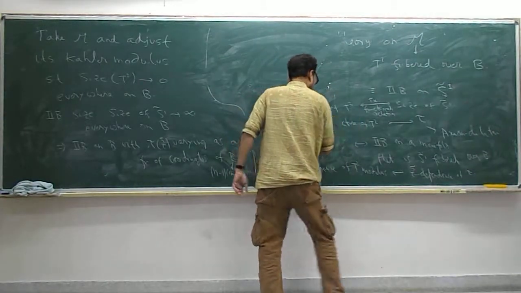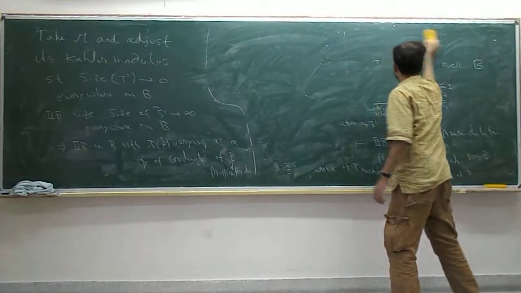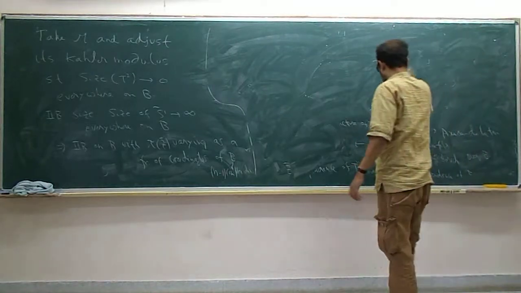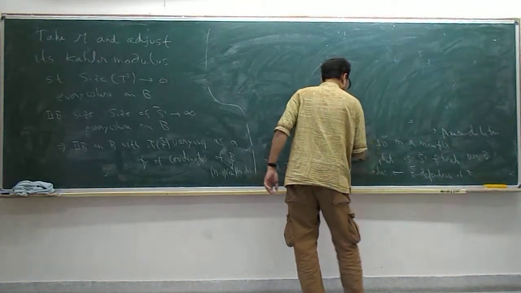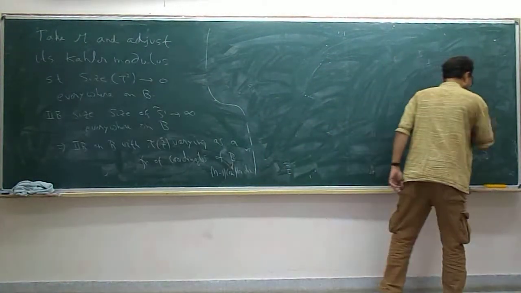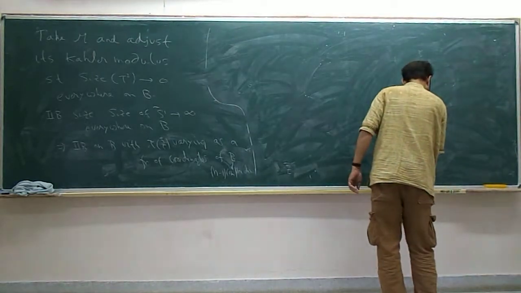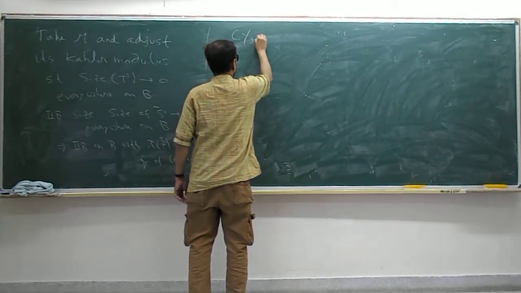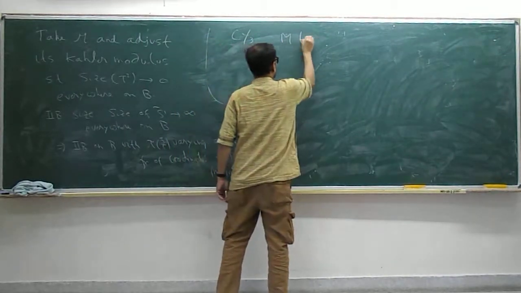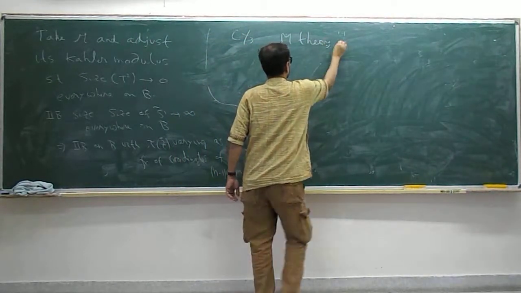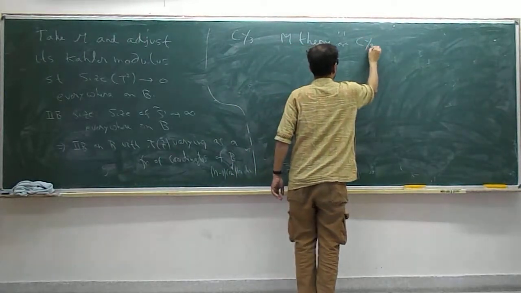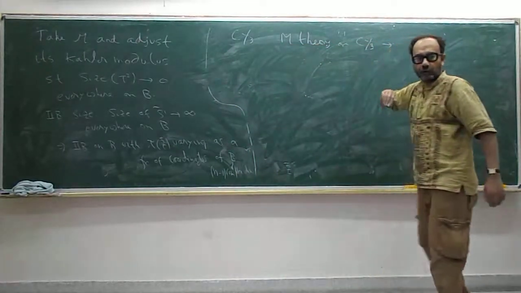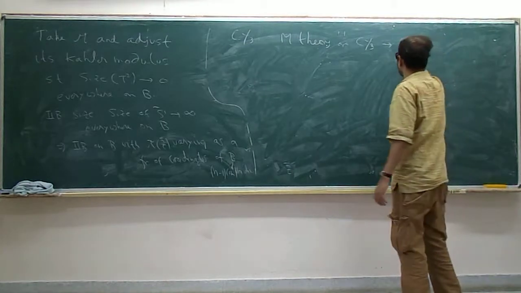So if you start from a Calabi-Yau 4-fold, let's see what happens if you start from a Calabi-Yau 3-fold. So if you start from a Calabi-Yau 3-fold, so M theory on CY3, how many non-compact dimensions do you have? 4 plus 1 non-compact dimensions, right?